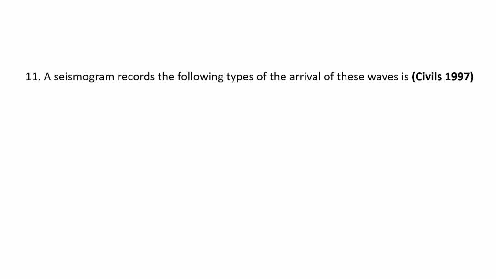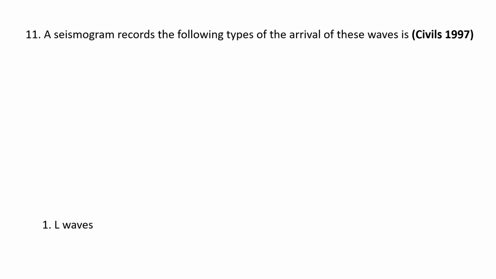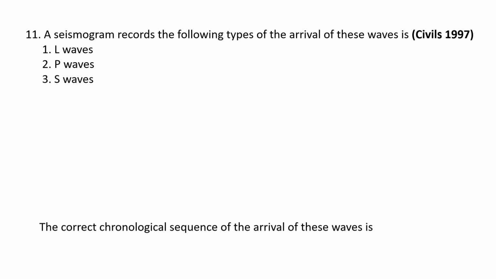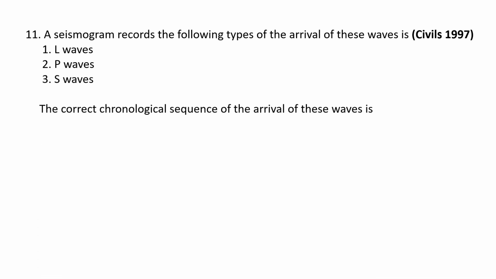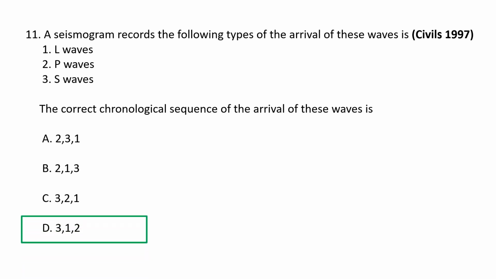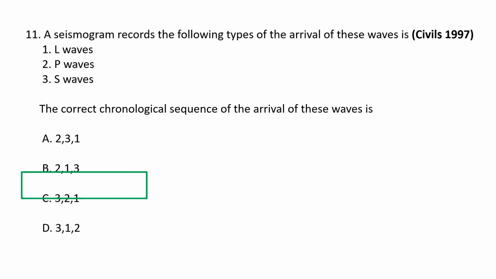Next question. A seismogram records the following types of waves: 1. L waves, 2. P waves, and 3. S waves. The correct chronological sequence of the arrival of these waves is, that means which wave will come first? A. 2, 3, 1, B. 2, 1, 3, C. 3, 2, 1, and D. 3, 1, 2. So the correct answer is A: 2, 3 and 1. That means first P waves, next S waves, next L waves.